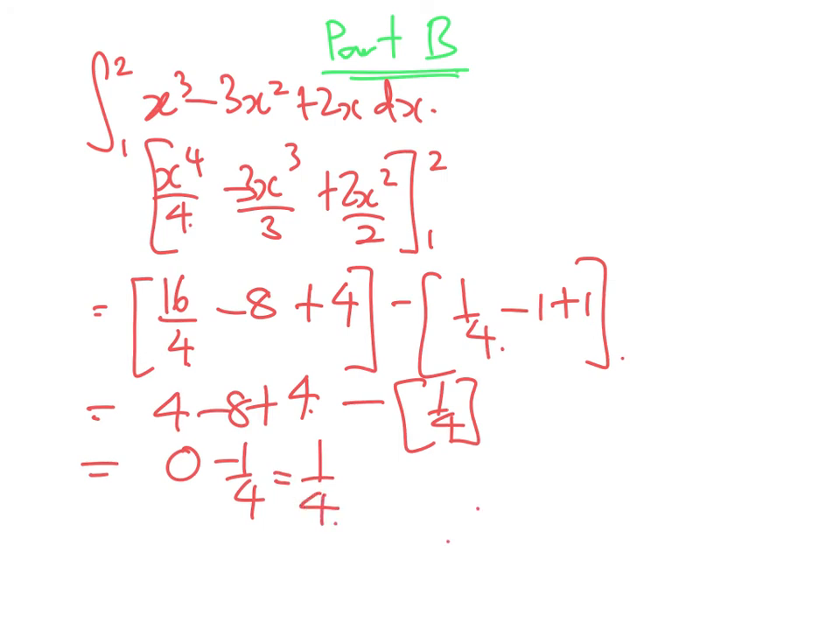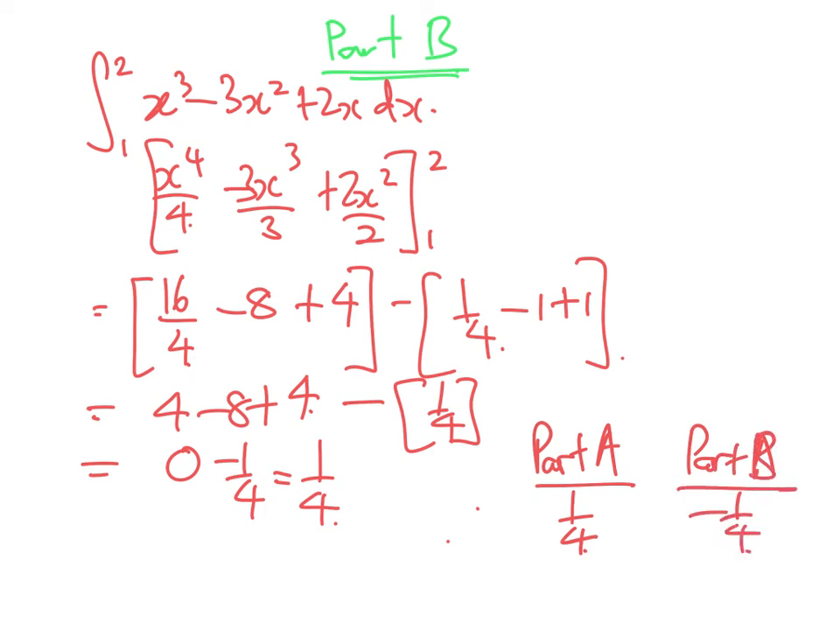Now the question requires us, if I add part A, which we got as positive 1 over 4, with part B, the area for part B, which we got as negative 1 over 4, our answer is 0. If we add this, it gives me negative 1 over 4 plus 1 over 4, which gives me 0.